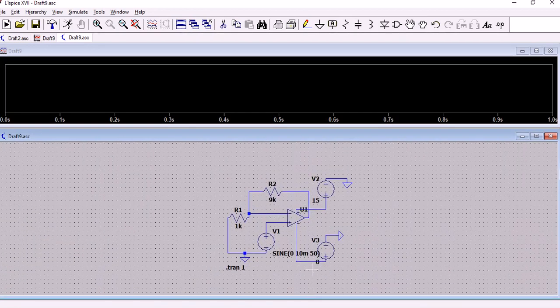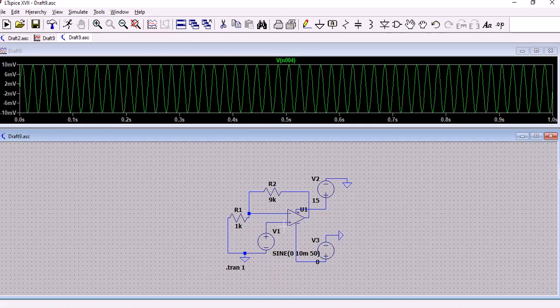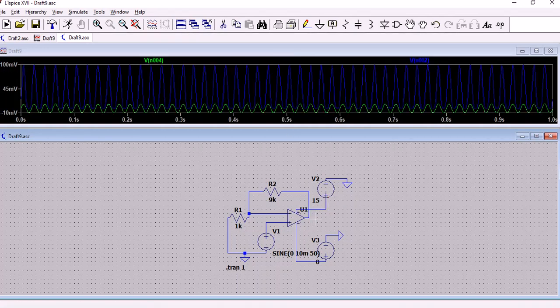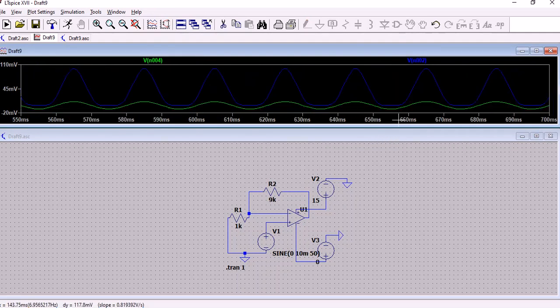Let us first check the input. We can see that on touching a node, our cursor has become a probe, and this is my input signal, which has an amplitude of 10 millivolts. Now we will check our output. This is our output. We can see that output is also a sine wave, as input is also a sine wave, and here it is clear that output has an amplitude of 100 millivolts. So the gain factor, which tells us how many times the output voltage will be the input voltage, is 10. That means the input voltage is amplified by a factor of 10.